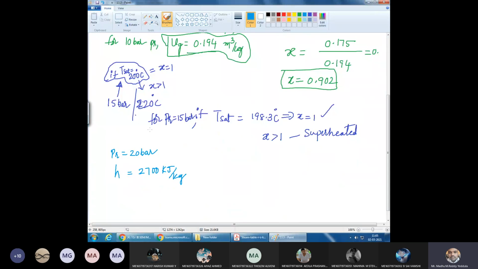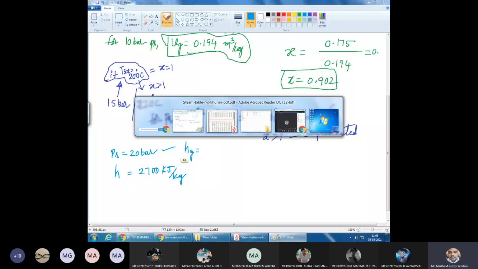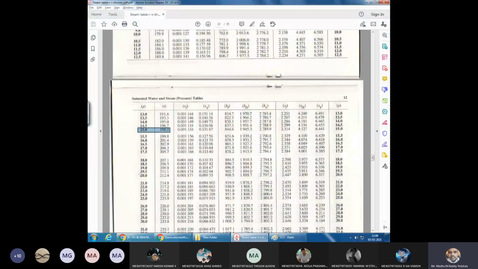Now, what we will do? We'll go to the steam table corresponding to the pressure 20 bar. What is the enthalpy of the steam? H is given, but we don't know, right? It is steam. Let me go through the table. Corresponding to pressure 20 bar, these are the values. So we have HF, HFG, HG. Note down all the three values.